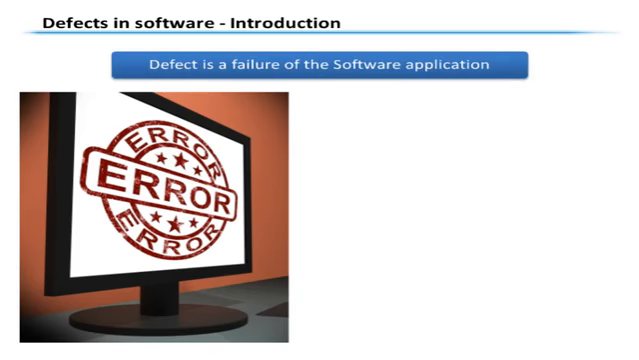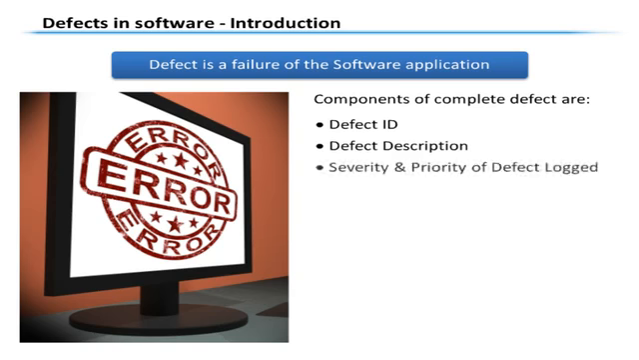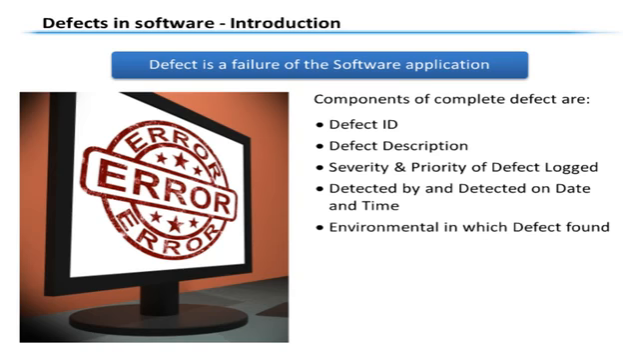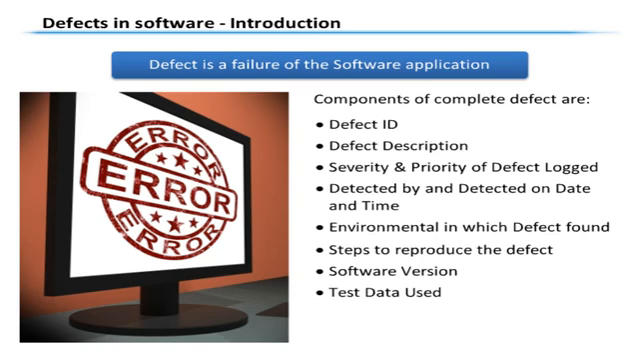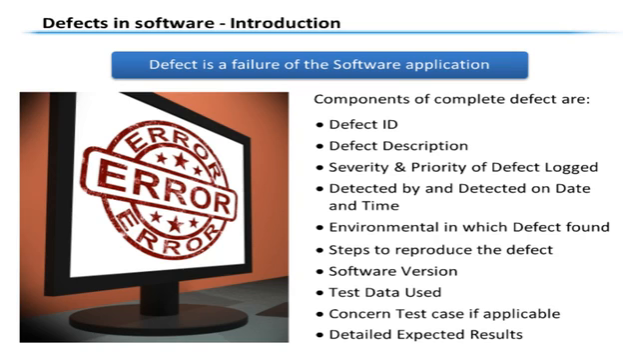Defects in software. Introduction. A defect is a failure in the software system. This slide is going to list the various components of the complete defect below. First is the defect ID. Then we have the defect description, the severity and priority of the defect logged, the detected by and detected on date and time, the environment in which the defect was found, steps to reproduce the defect, a software version, test data used, a concerned test case if applicable, and detailed expected results.